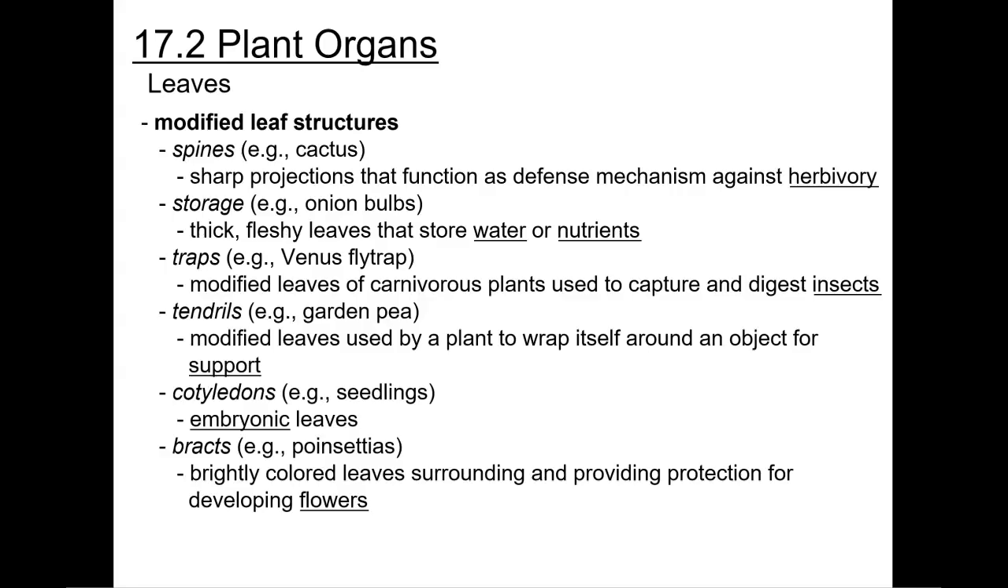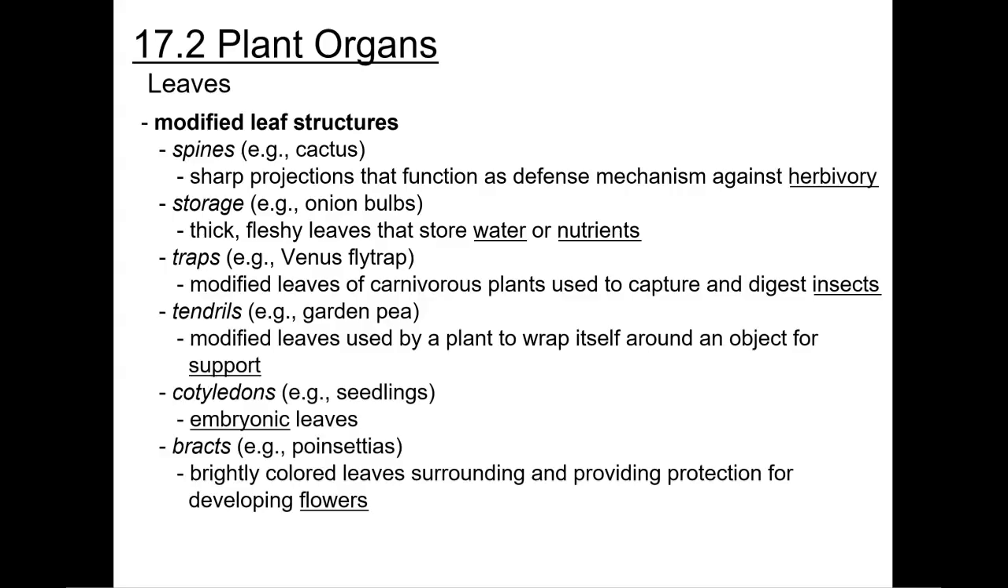Traps, like a Venus flytrap. Those are going to be modified leaves of carnivorous plants that are going to be used to capture and digest insects. And they do this because they need nitrogen and they're unable to get it from the soil like other plants. Tendrils, like in garden peas, are going to be modified leaves that are used by a plant to wrap itself around an object for support.